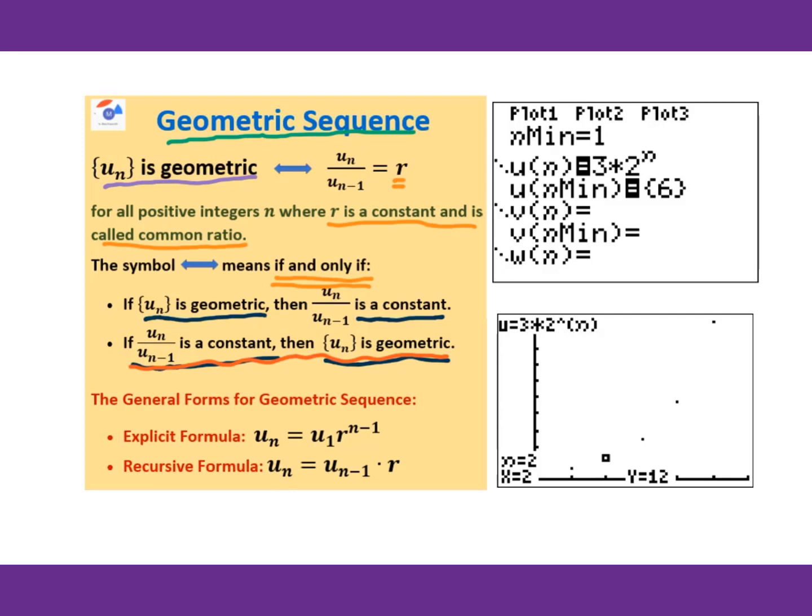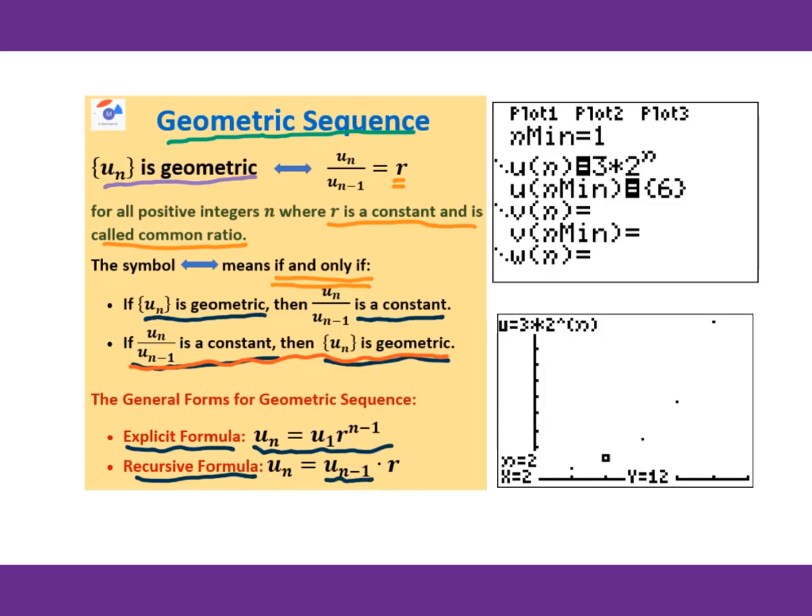The general form for geometric sequence, we have explicit formula. That's U sub n equals the first term times r to the n minus 1's power. Recursive formula will be U sub n equals previous term times r.